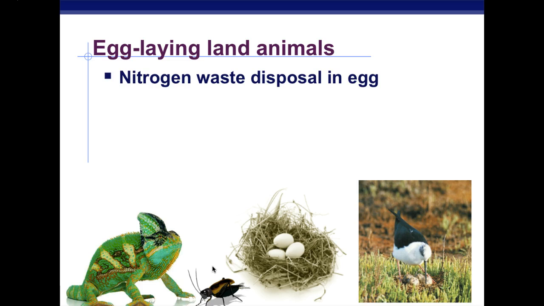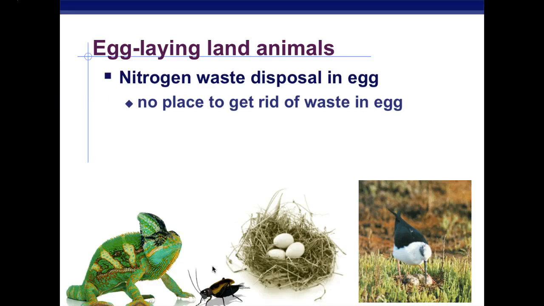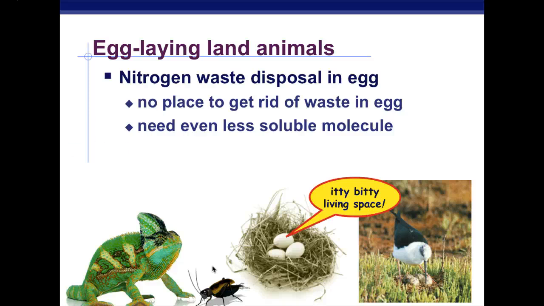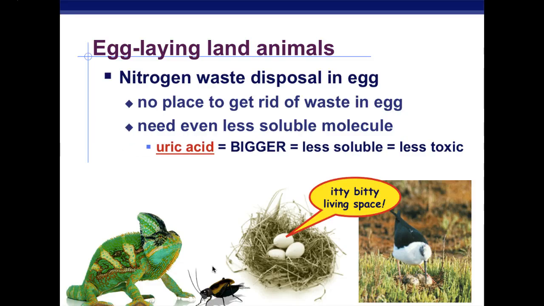Now, if you're an egg layer, such as a reptile or a bird, you have to have nitrogen waste disposal while you're still inside of the egg. And there's no place to get rid of it because you have this itty-bitty space with a shell around it. So you need an even less soluble molecule. And what reduces solubility is the size of the molecule. So reptiles and birds convert their nitrogenous waste to a much larger molecule called uric acid.